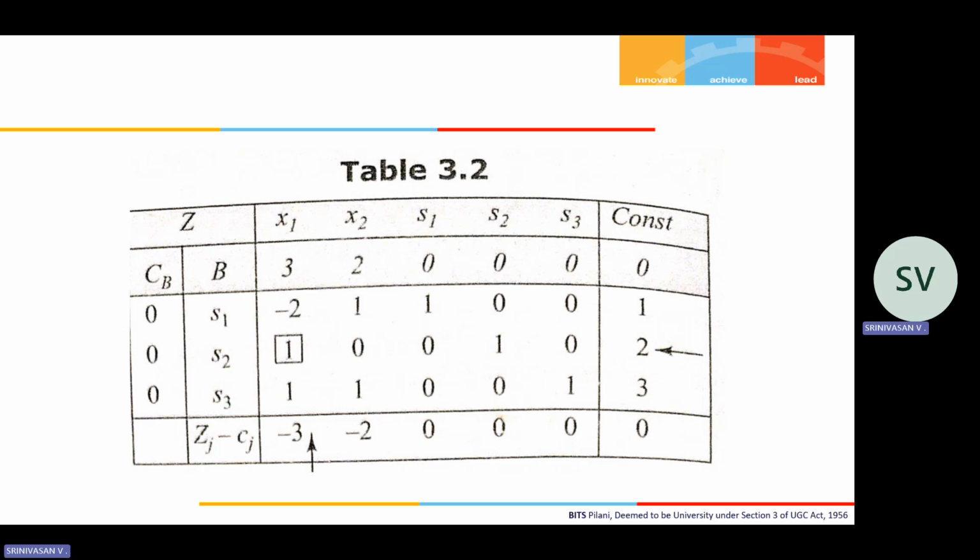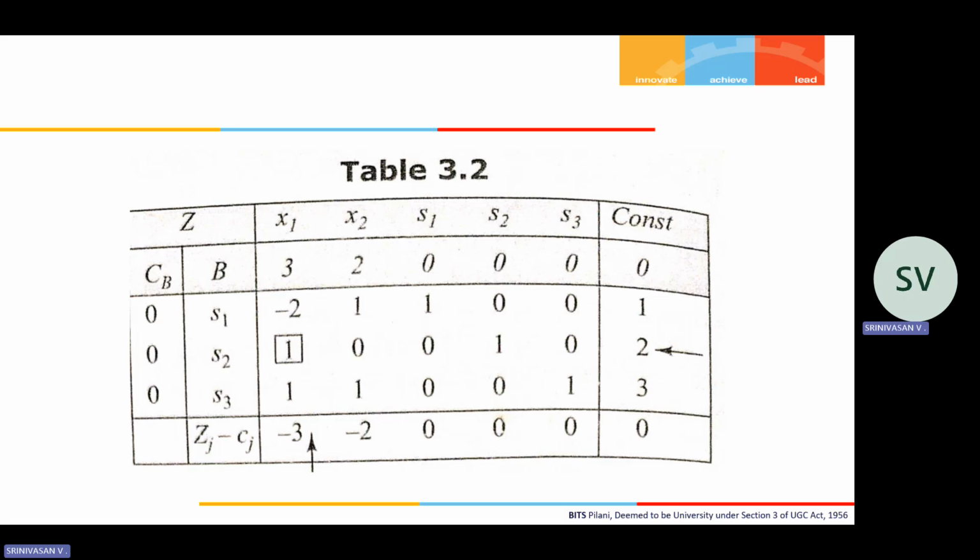3 divided by 1 is 3. So of 2 and 3, the minimum is 2. Therefore, that particular row is now called the pivot row. So which is the pivot element? The element at the intersection of pivot column A1 and pivot row, the second row, is your pivot element, which here happens to be 1.